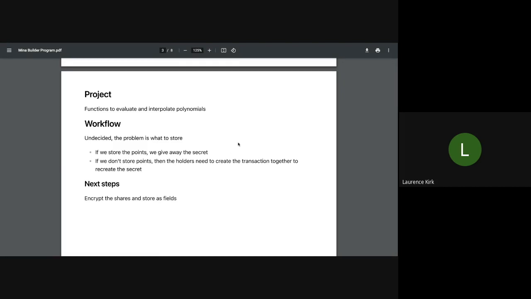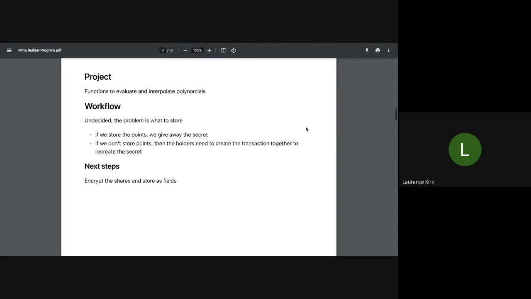So I worked instead on creating the initial polynomial from some random coefficients, building a polynomial out of that, and then from that creating some shares that people could have, and then doing the interpolation, getting those shares together and rebuilding the secret. So that's what I did.